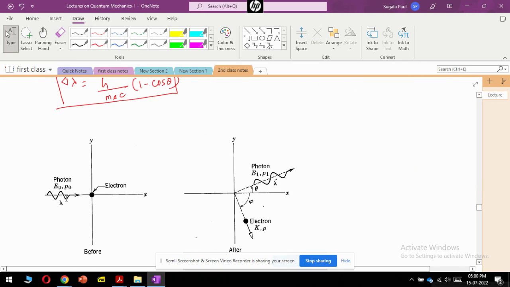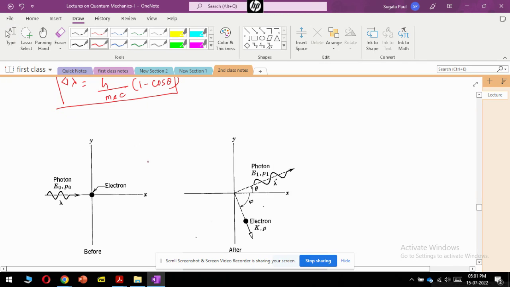Here the photon is incoming. The incoming photon has a wavelength lambda, an energy E naught and momentum P naught, and it is hitting an electron sitting inside the graphite, denoted by this xy coordinate origin; the electron is sitting at the origin. This is the before-collision and this is the after-collision picture. Before collision the electron is stationary and free at its position, and the photon is coming with energy E naught, momentum P naught and wavelength lambda.